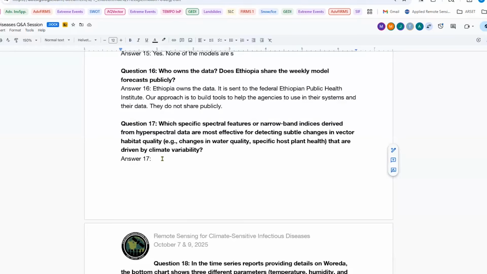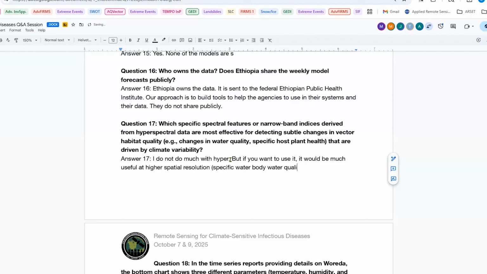That's a very interesting question. Here the short answer is I don't know. I don't do much at all with hyperspectral. I guess I would say, if you really wanted to leverage hyperspectral data, I feel like it would be most useful at a much higher spatial resolution, maybe trying to look specifically at water bodies and water quality, organic material content, those sorts of things. That might be one guess. But in general, I think the idea of looking for much more specific responses with hyperspectral is very interesting.